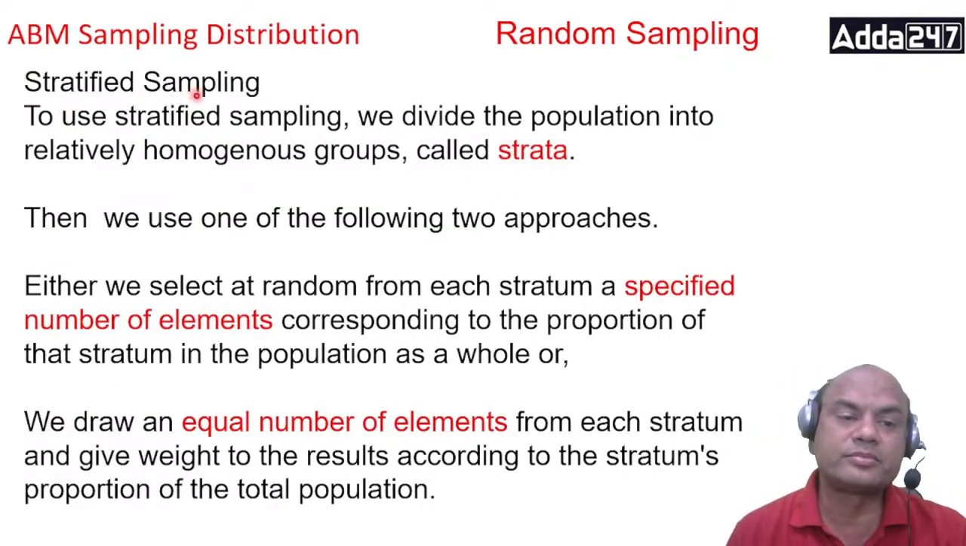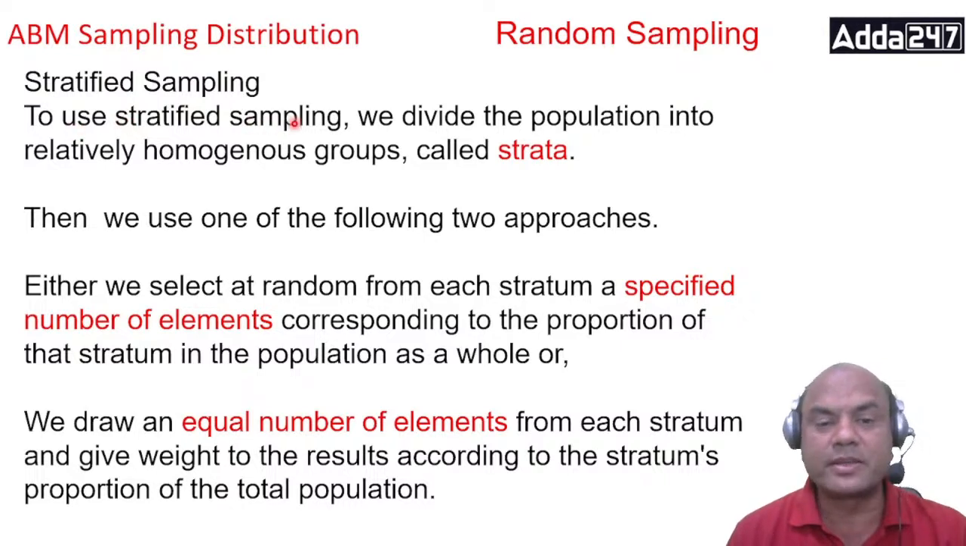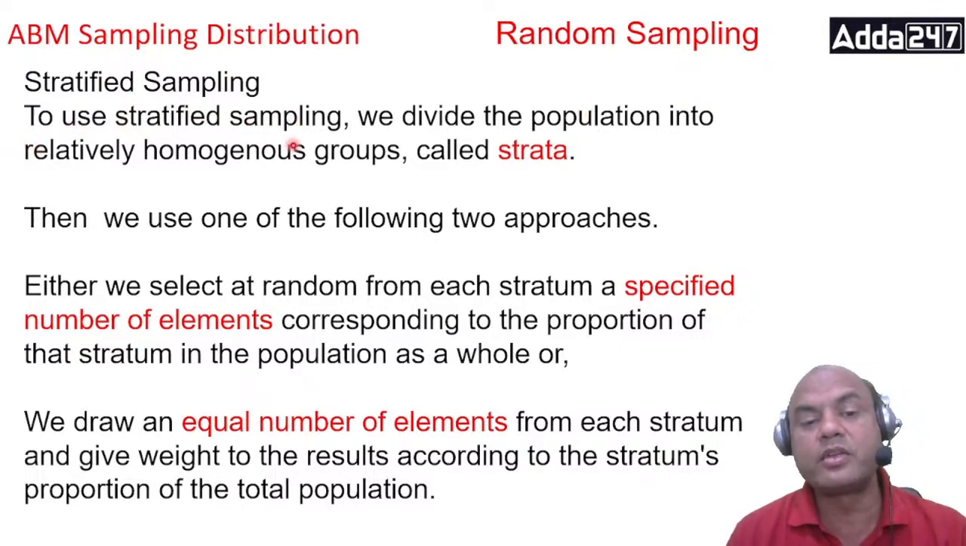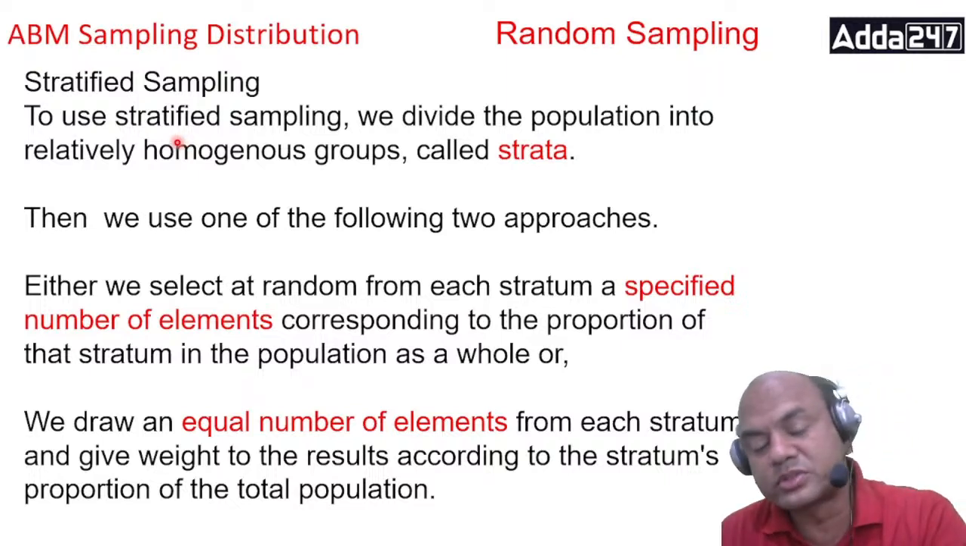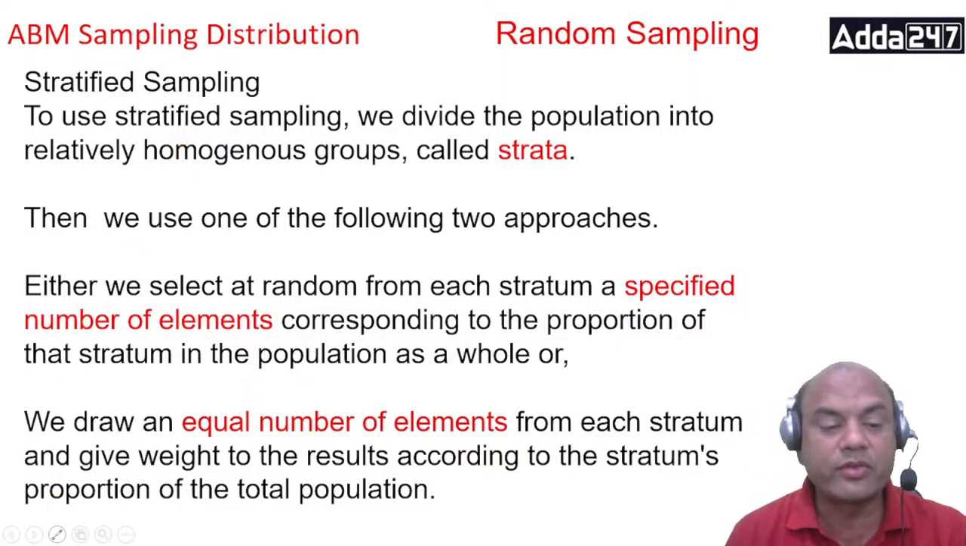Stratified sampling. To use stratified sampling, we divide the population into relatively homogeneous groups called strata. Now, what do you mean by homogeneous? When we divided those students into 40 to 50%, 50 to 60%, right? We did it just now. 40 to 50, 50 to 60.